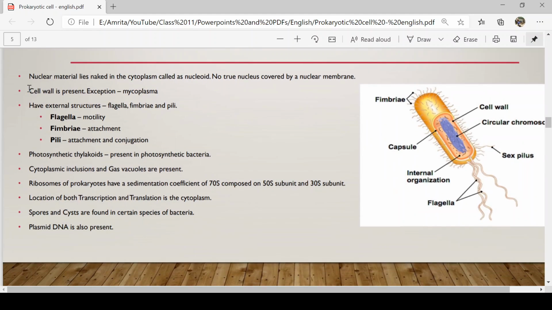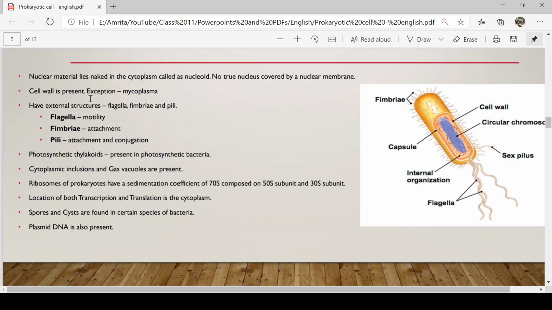So the first point is nuclear material lies naked in the cytoplasm, which is called a nucleoid. So when the genetic material, the DNA, is lying naked in the cytoplasm, we call that a nucleoid. No true nucleus covered by a nuclear membrane. So this is the most characteristic feature of a prokaryote. They are all primitive organisms.